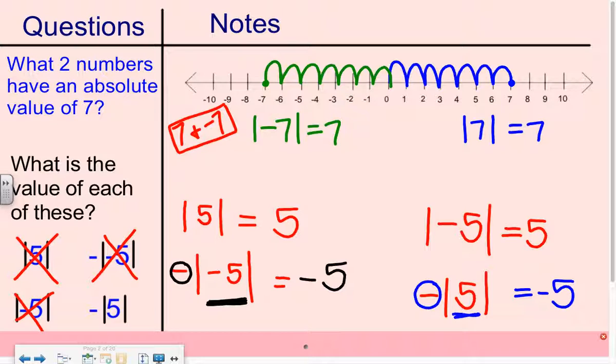So you'll notice that not all of our answers ended up positive. Yes, we know that absolute value is always positive, but if you have a negative sign outside of your absolute value, your answer could end up being negative.